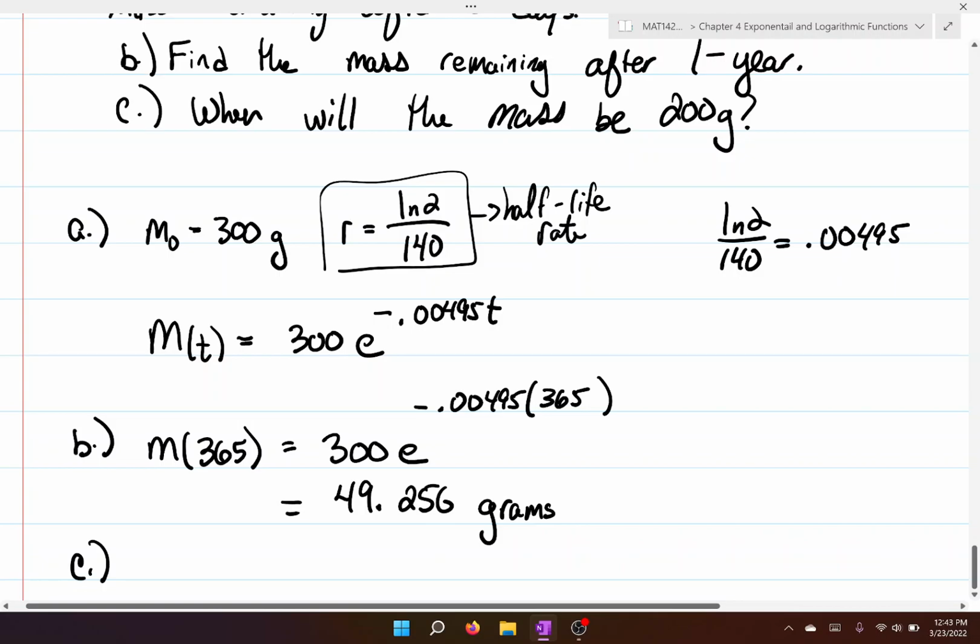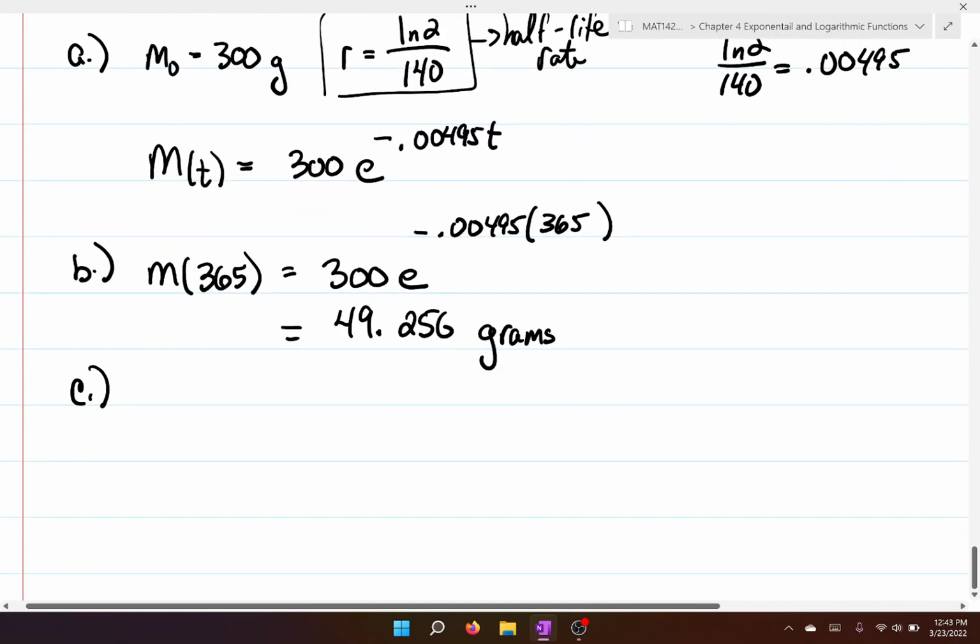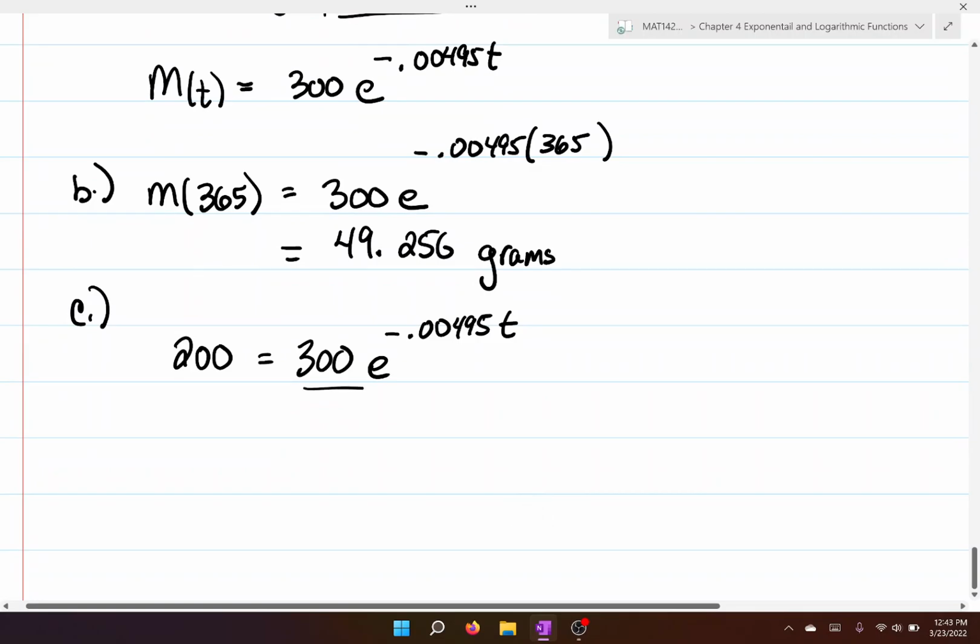Okay? And then finally, part C. When will the mass be 200 grams? Well, in this situation, you're going to get 200 equals 300e to the negative 0.00495 t. Okay? So from here, we're going to have to isolate the exponential first. So 200 over 300 is 2 over 3, which equals e to the negative 0.00495 t.